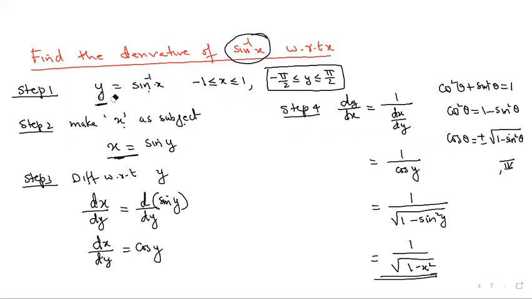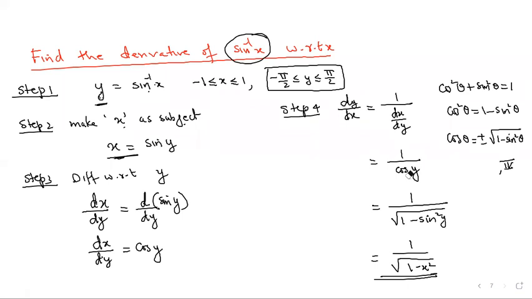y equal to sin inverse x. Then make x the subject. Then differentiate with respect to y, not with respect to x, with respect to y. Then you will get dx by dy. But are you happy with dx by dy? What you are supposed to find is dy by dx. So dy by dx is its reciprocal.